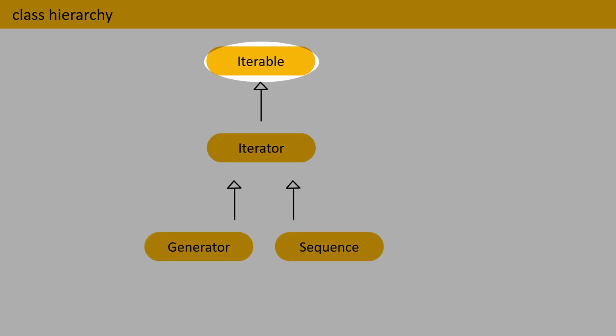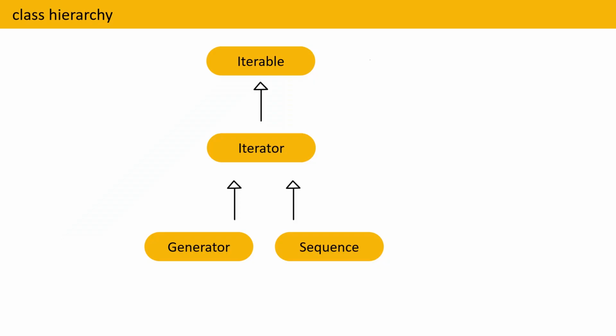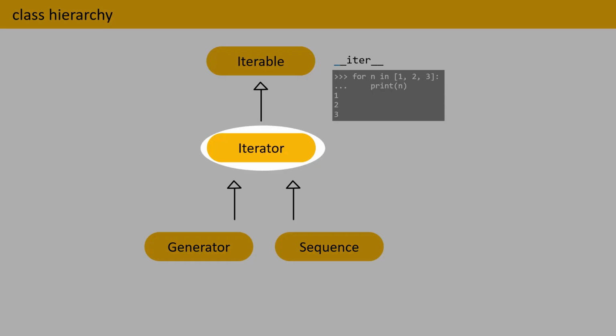Iterables are at the top, and any object that has an __iter__ method is an iterable. Objects with an __iter__ method can be placed in a for loop. All data structures in Python, including lists, are iterable and therefore can be iterated over. The __iter__ method returns an iterator.